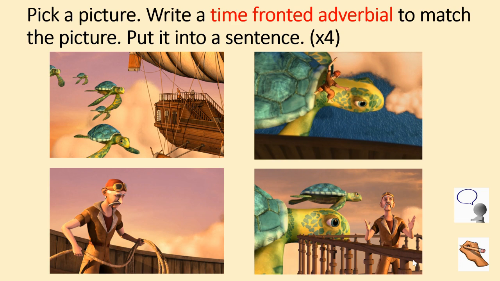Okay, I want you to have a little think about which picture you're going to choose. Then before you write your sentence with your time-fronted adverbial, I'd like you to say it out loud and then you write it down. And then you do that 4 times. Okay, press pause now.